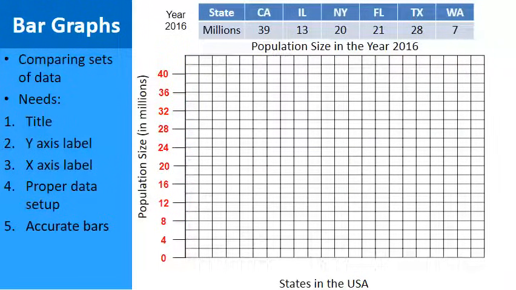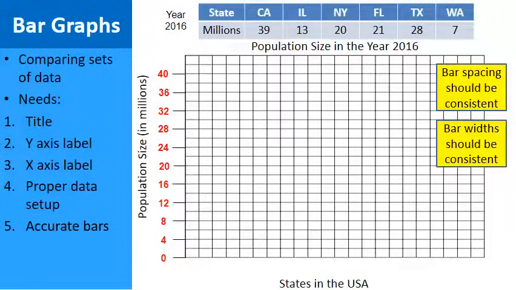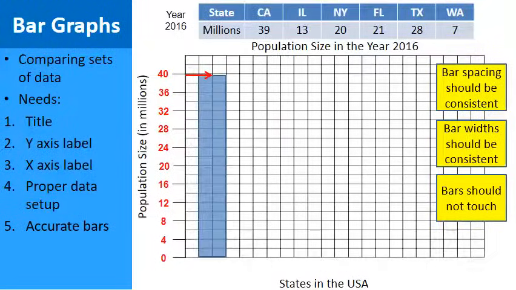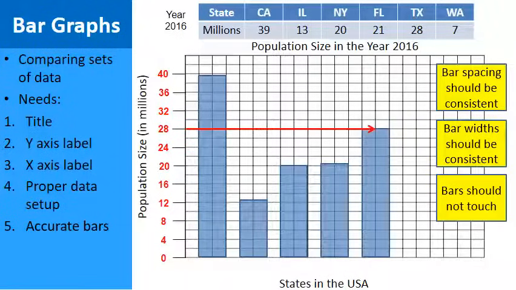And now I have to draw accurate bars. Couple rules. The bar spacing needs to be consistent. The bar width should be consistent. And because we're not creating a histogram in this graph, the bars really should not touch. There are types of bar graphs called histograms where the bars do touch, but those measure something very different. So in this case, bars would not touch. California has around 39 million, and I'm going to draw my bar. Illinois has around 13 million, so I'll draw my bar. New York has around 20 million. Florida has around 21 million. Texas 28 million. And Washington 7 million.